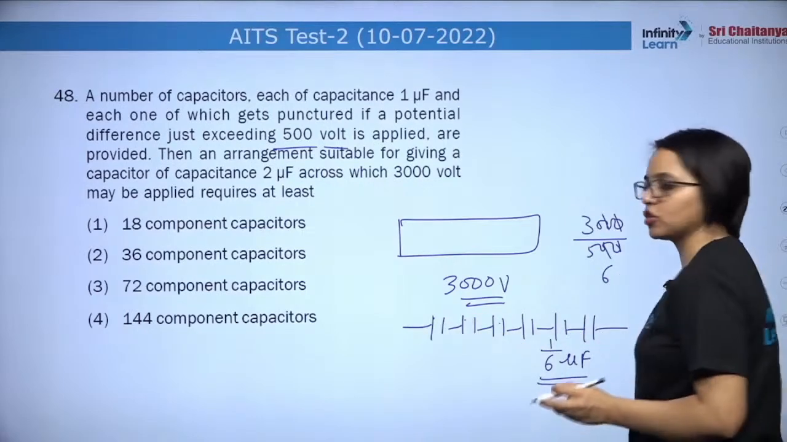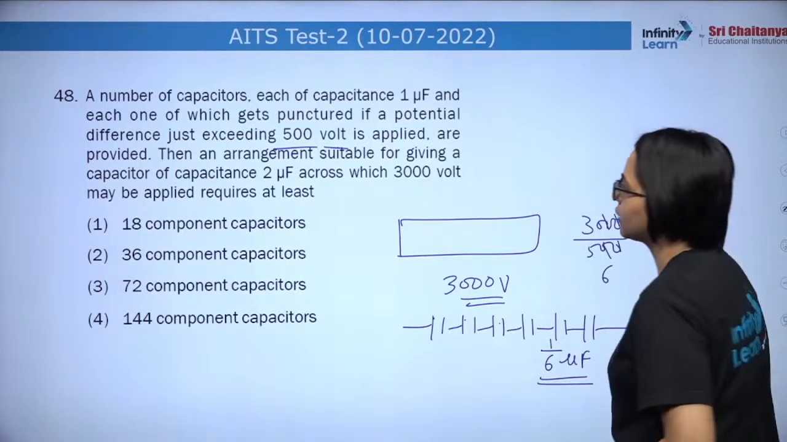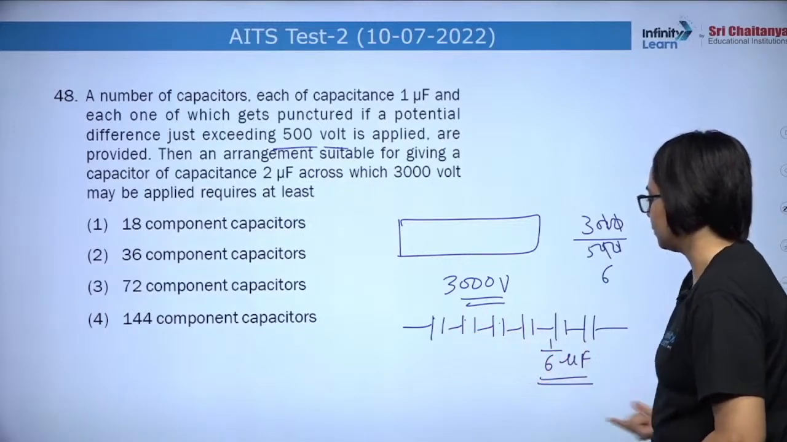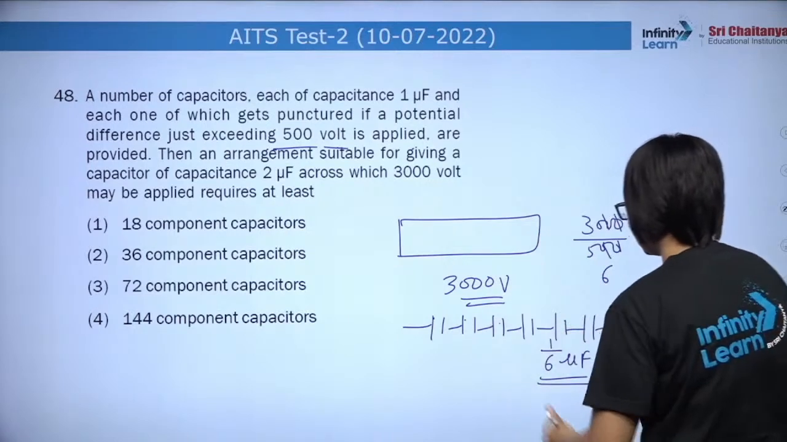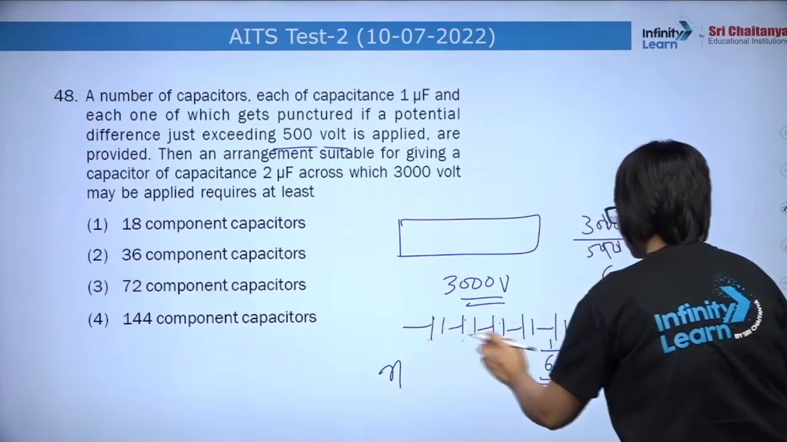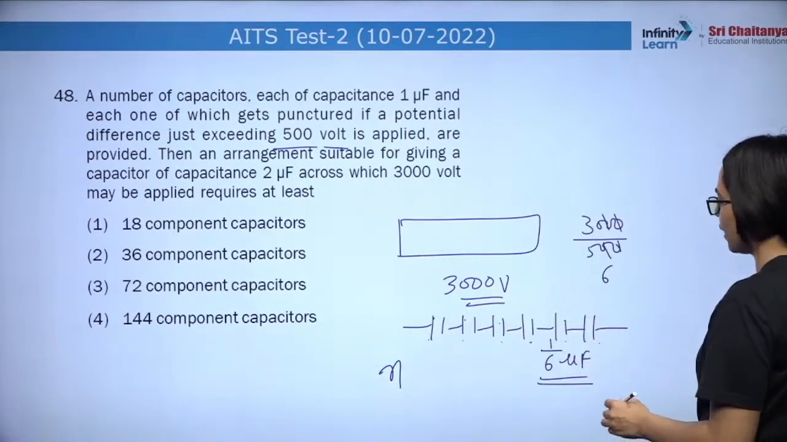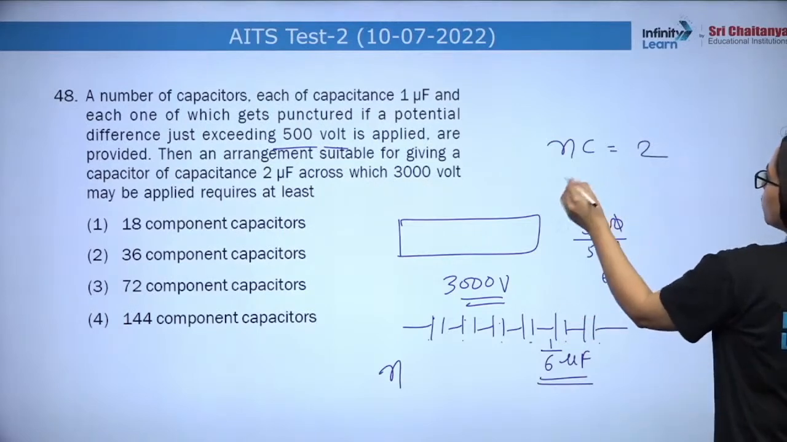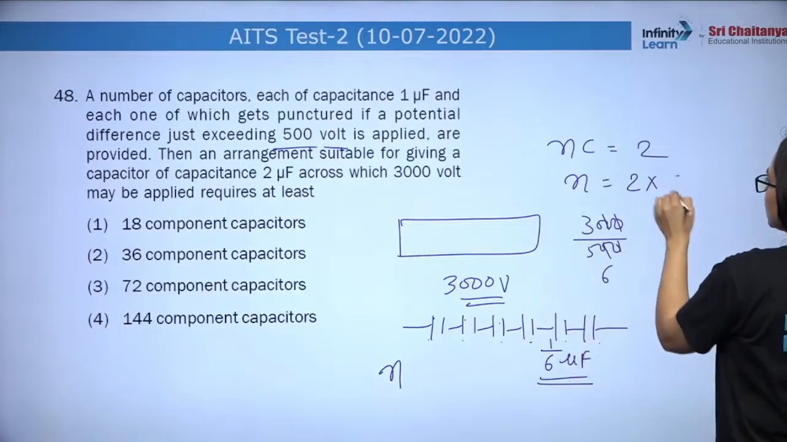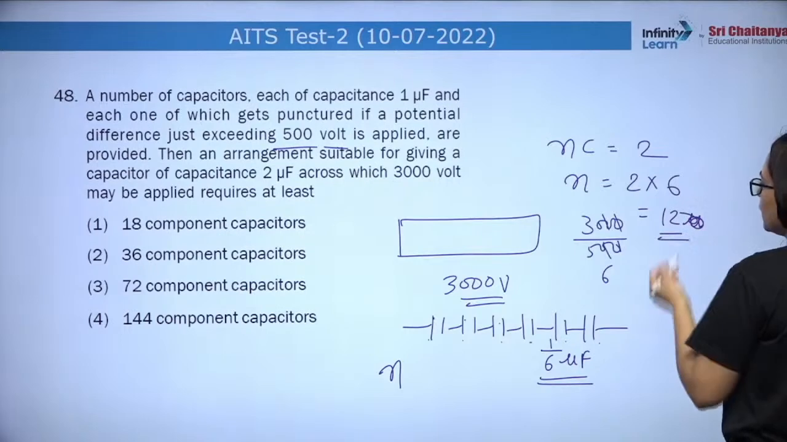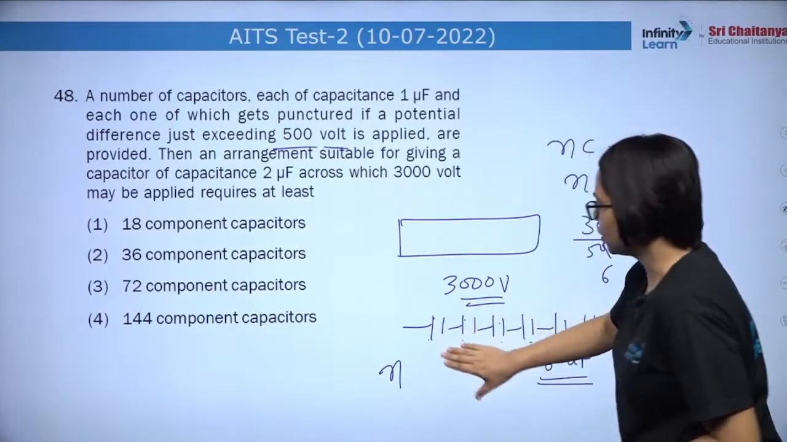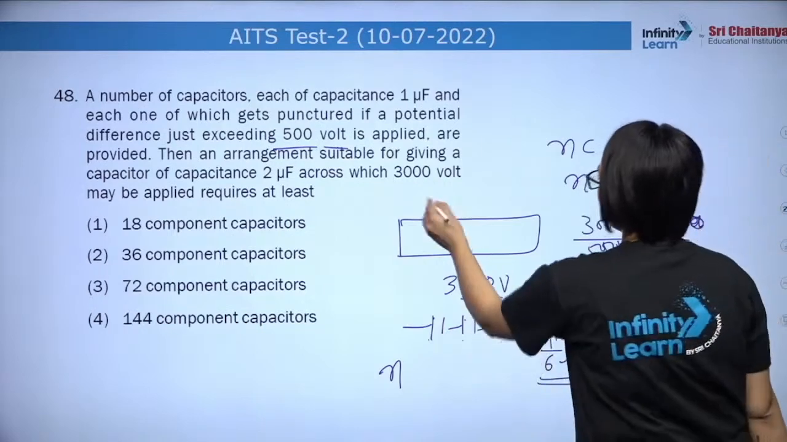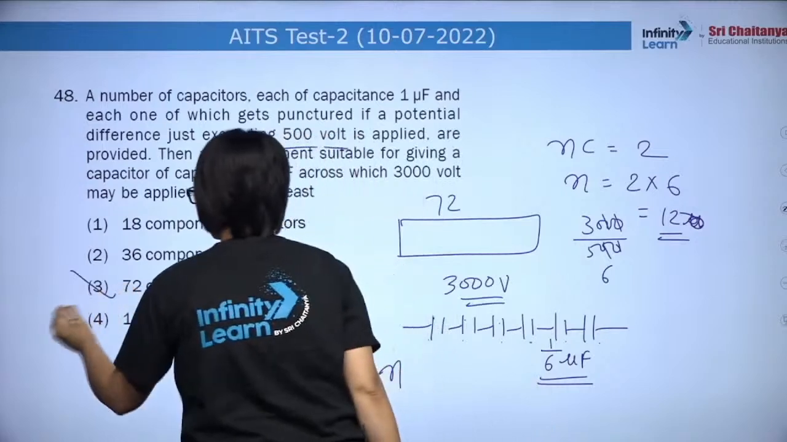Okay, this entire series combination should be 1 by 6 microfarad, C upon N, right? Now the total capacitance should be 2 microfarad, right? So we should add similar structures in parallel to get 12 microfarad. Let's say I'm adding n rows having 6 capacitors in series to get a capacitance of 2 microfarad. So n into C will be the total capacitance in parallel, and that should be 2. So n will be 2 into 6, so it is 12. So n is 12, that means I should add 12 rows in parallel having 6 capacitors in each row. So total capacitors required are 12 into 6, that is 72. Correct answer is option 3.